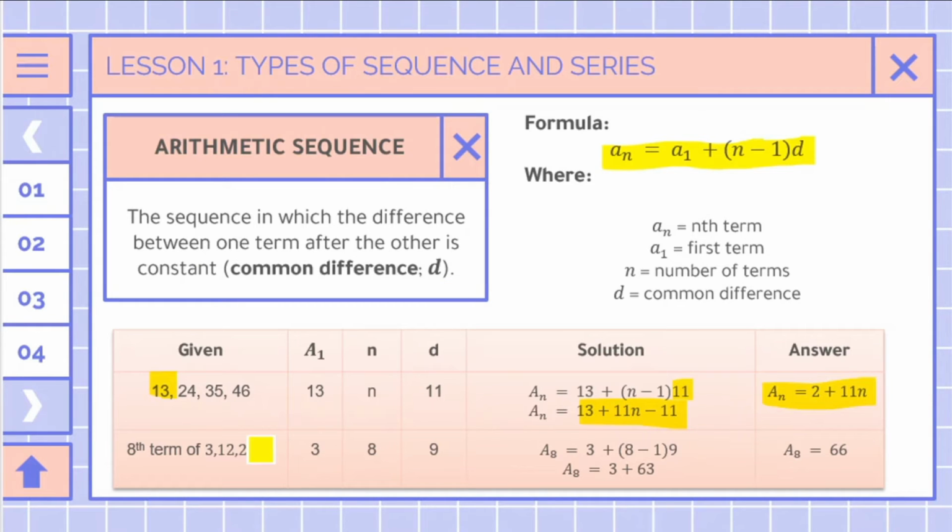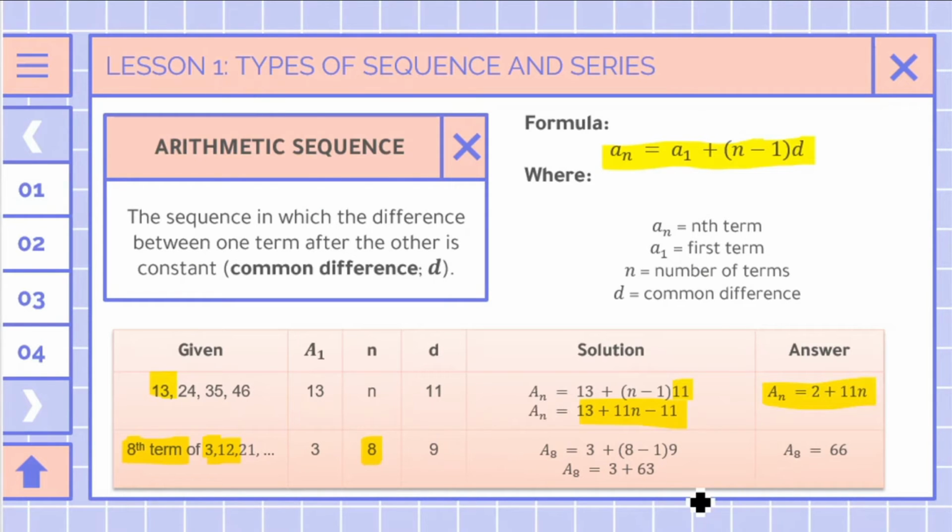Okay. Now for the next example, we have the eighth term of 3, 12, 21, and so on. We have the first term 3, as you see here, and the nth term says here the eighth term, so this is our n. Our common difference is 9 because 12 minus 3 is 9. So let's substitute that in the formula.